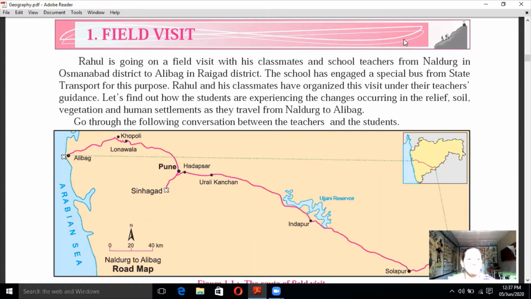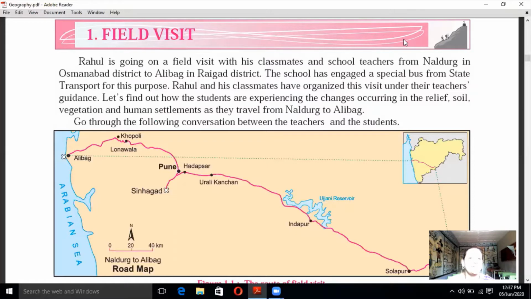You will see that Rahul went on a field visit with his classmates and school teachers from Naldurga in Osmanabad district to Alibag in Raigad district. Already the school has engaged a special bus from state transport for this purpose. Rahul and his classmates have organized this visit under their teacher's guidance.